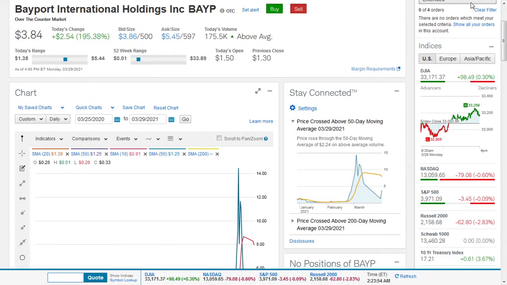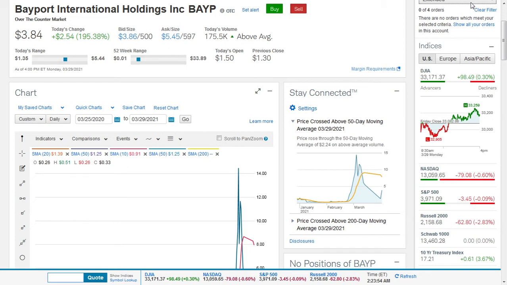Did I miss the buy the dip opportunity Bayport International Holdings stock signaled? Bayport closed the session of the 29th of March 2021 at $3.84, a run up gain of 195.38%. 105,500 shares crossed the tape.